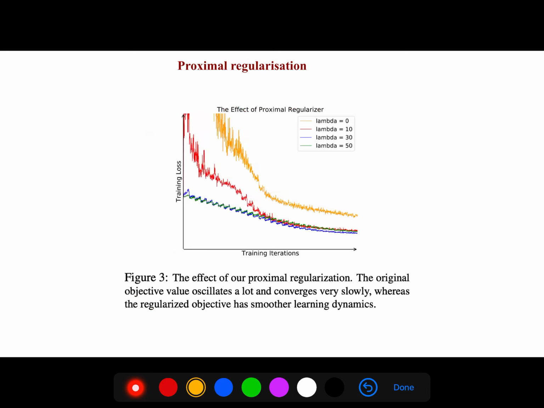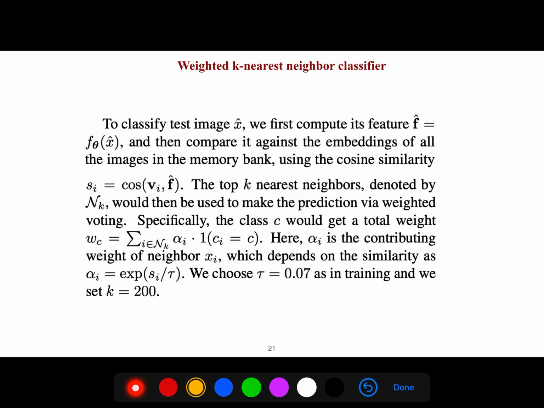As you see, this is the effect of the proximal regularizer. As training iterations increase, you can see the training loss for different hyperparameters and the effect of the proximal regularizer. To classify a test image, we first compute its feature and then compare it against the embedding of all images stored in the memory bank, using cosine similarity. But we don't do this for all of them, we just take the top k nearest neighbors, denoted by N. It is then used to make the prediction via weighted voting.